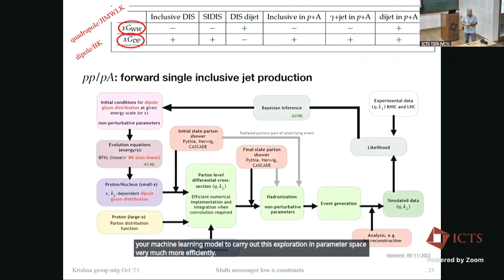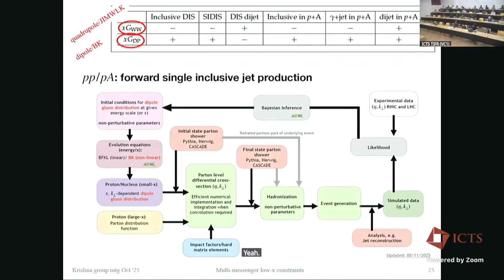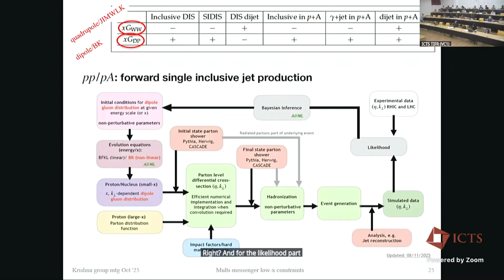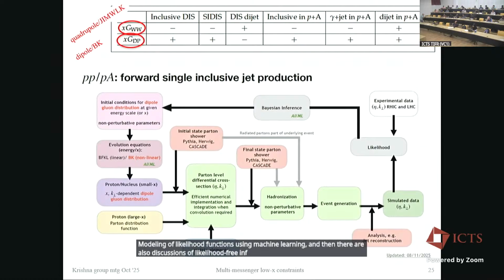So, it's a wonderful diagram. I was wondering, there are even more than two places you can actually apply machine learning. One obvious part is the event generation, where of course you can use a lot of generative models, right? And for the likelihood part, there is both modeling of likelihood functions using machine learning, and also discussions of likelihood-free inference. So are you also planning to venture in those directions? You asked too much. Yes, absolutely. I mean, everything is possible.